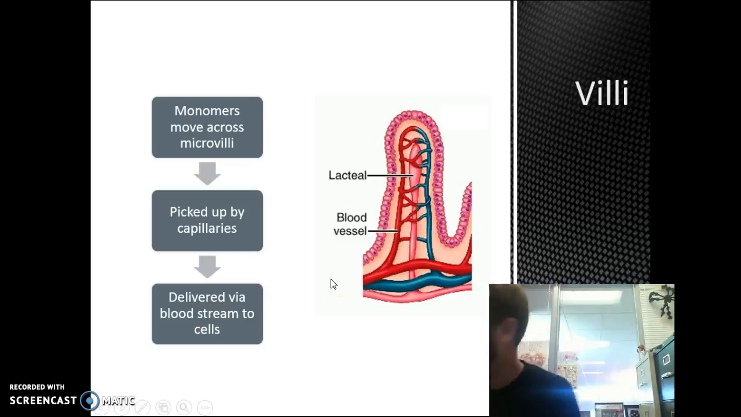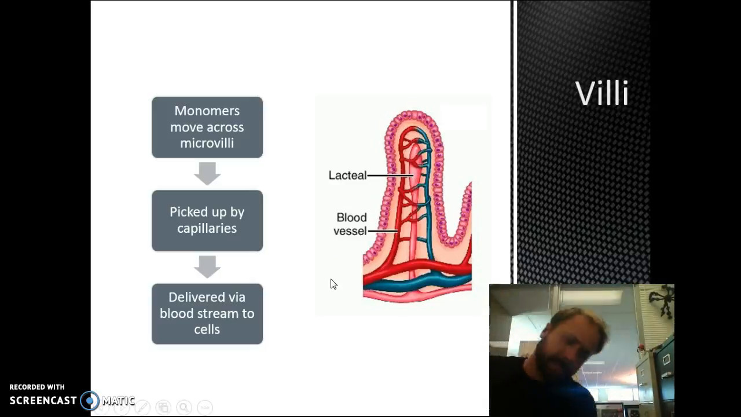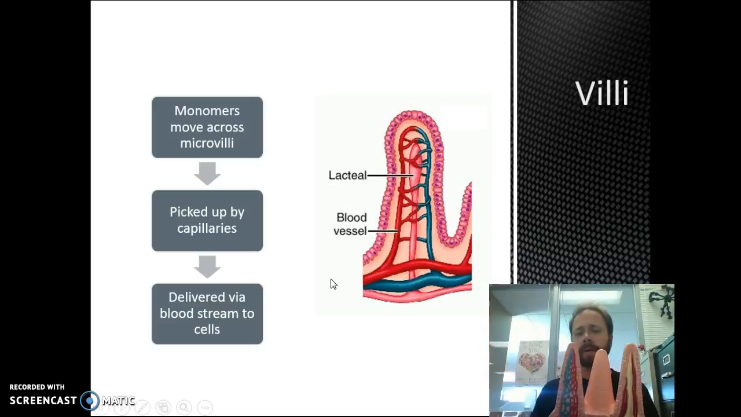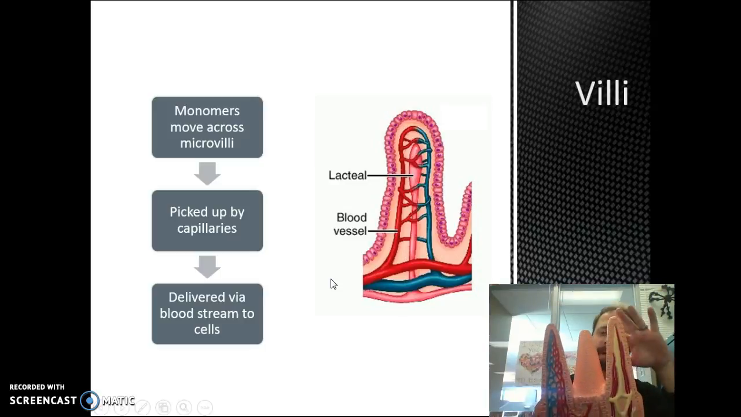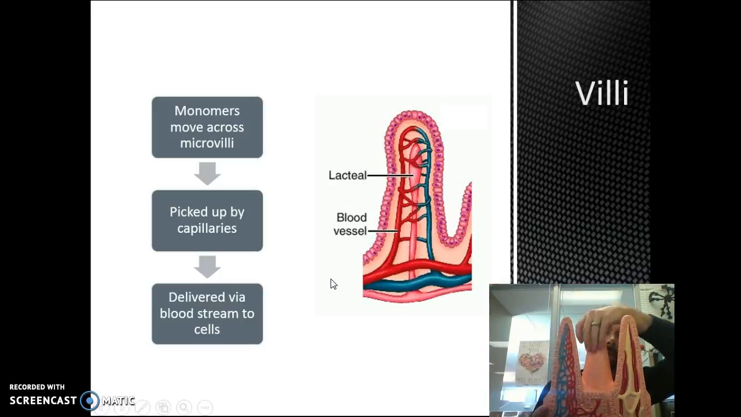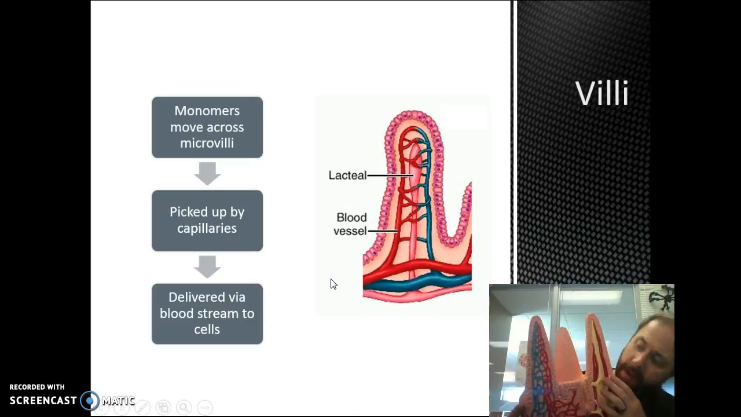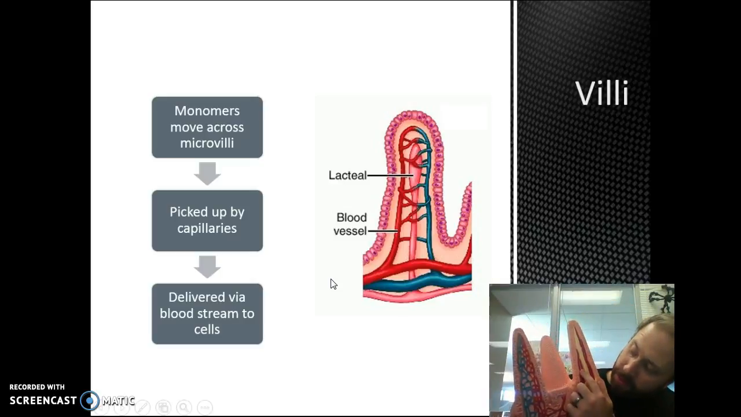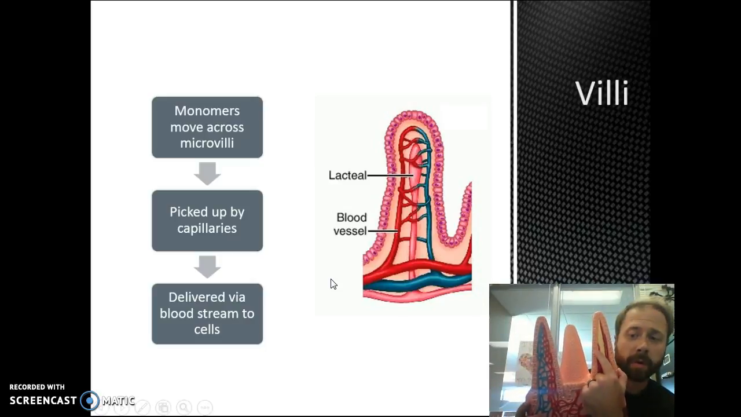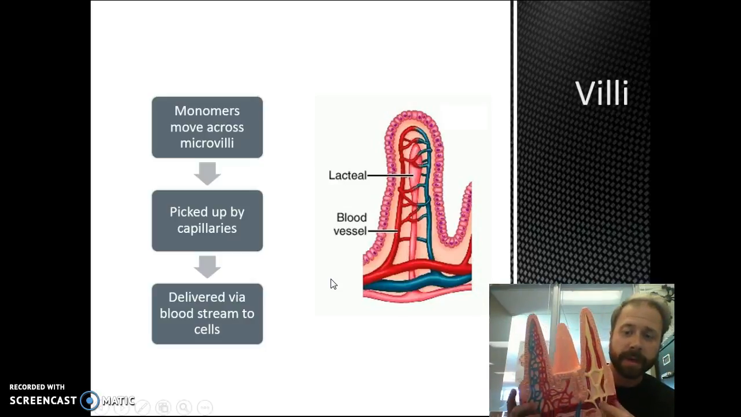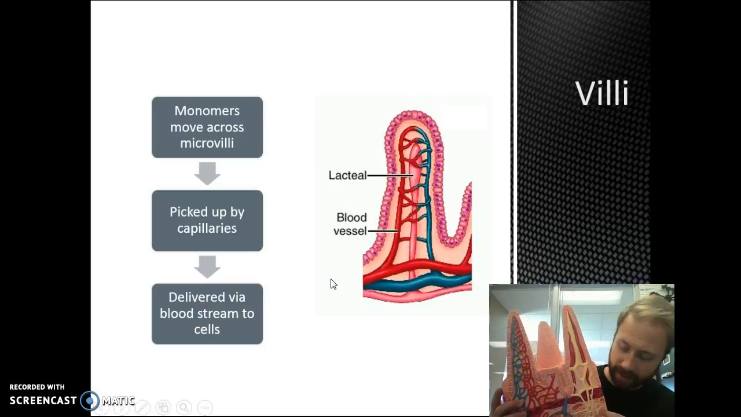Now I have another model here. Here's a bigger model of the villi. You see how big they are and how the food would fall in between. And we can also see the blood vessels in there as well, the capillaries, and how the nutrients would absorb through the cells into the bloodstream and then out throughout the body. All right.